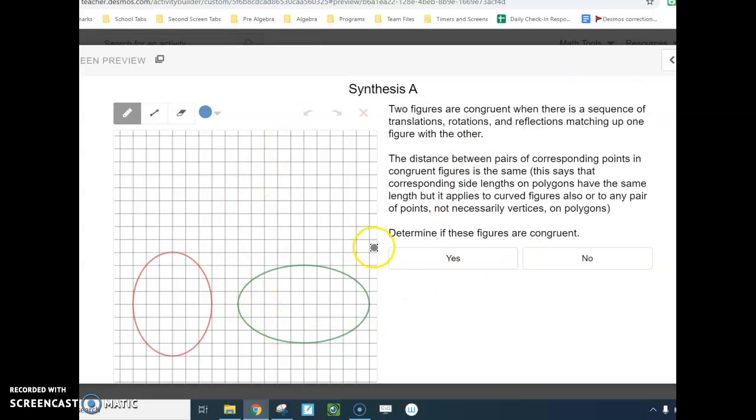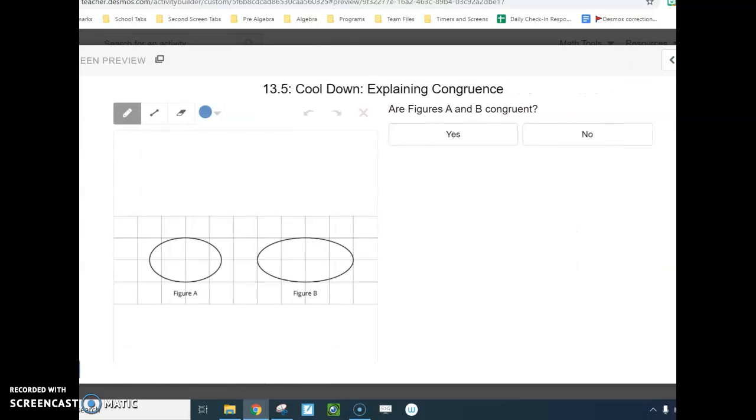And then finally, using everything you have learned here, tell me if you think these figures are congruent. You've got your drawing tools here, so you decide if these are congruent or not, and you can use your tools to help you decide. And then again, one more question on congruence.